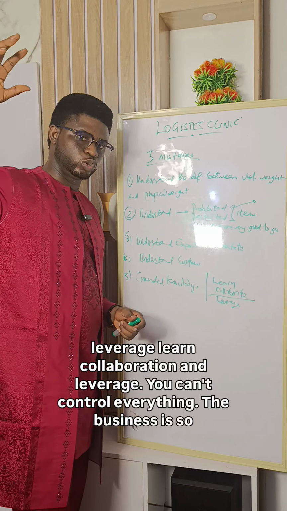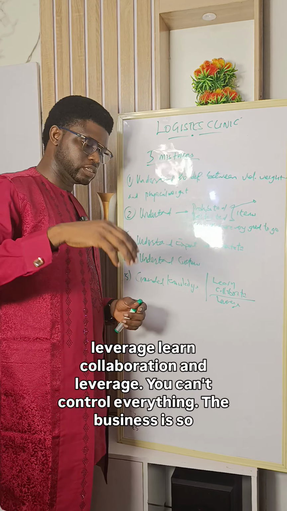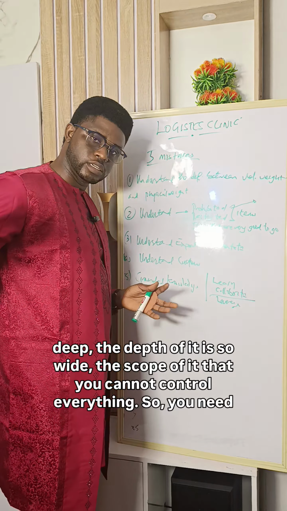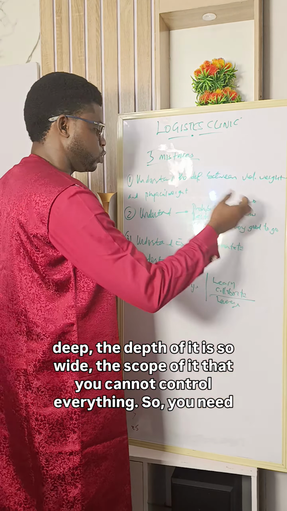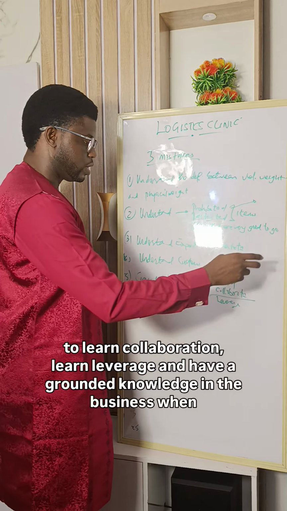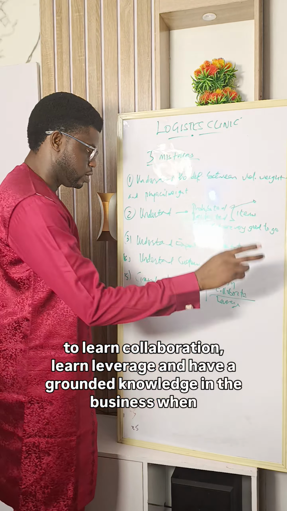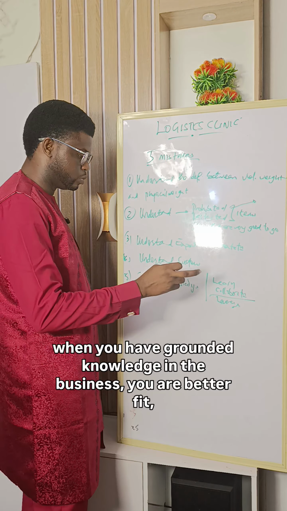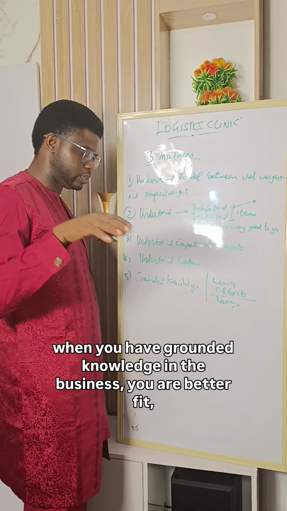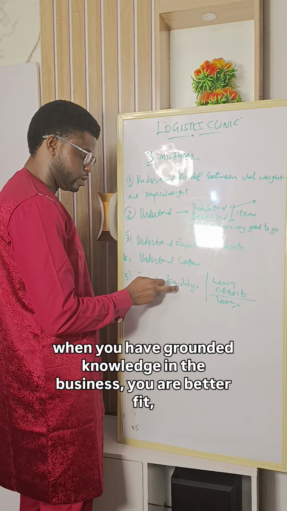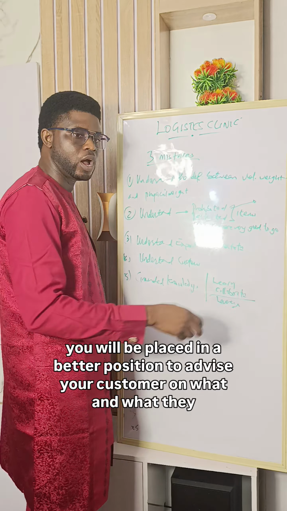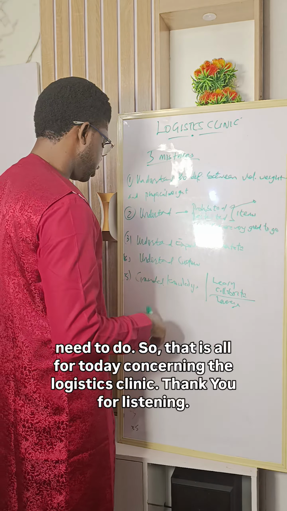You can't control everything. The business is so deep, the depth of it is so wide, the scope of it, that you cannot control everything. So you need to learn collaboration, learn leverage, and have a grounded knowledge in the business. When you have grounded knowledge in the business, you are better fit. You will be placed in a better position to advise your customer on what they need to do.